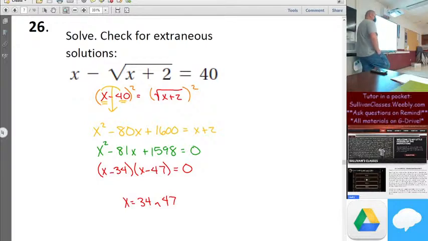I'm not done. Oh yeah, got to check if it works. If I stick a 47 in the top, 47 plus 2 is 49, square root of 49 is 7. 47 minus 7 is indeed 40. But the square root of a number is supposed to come out positive. Am I able to take 34 minus a positive number and get 40?